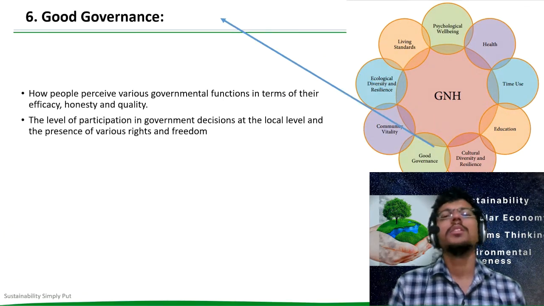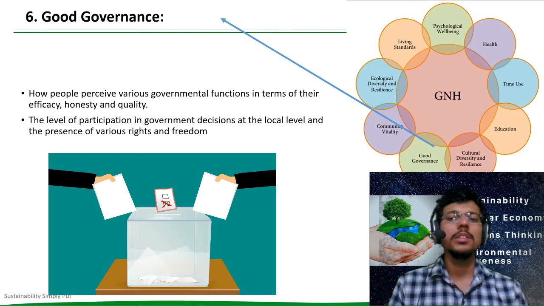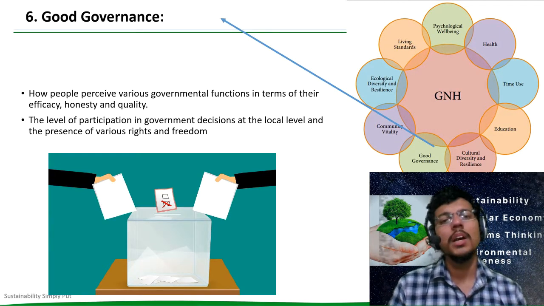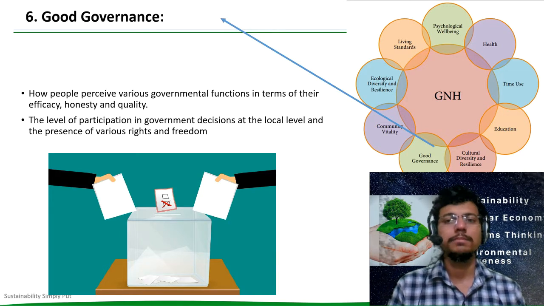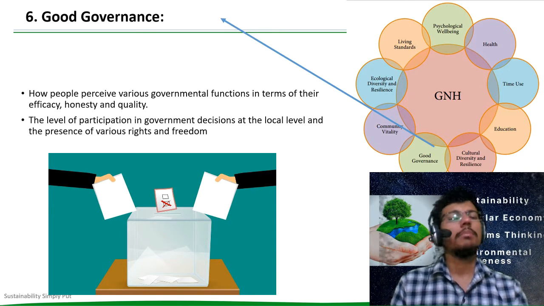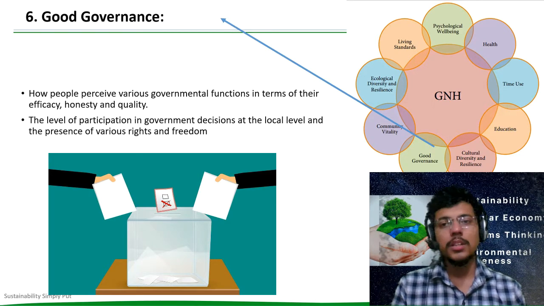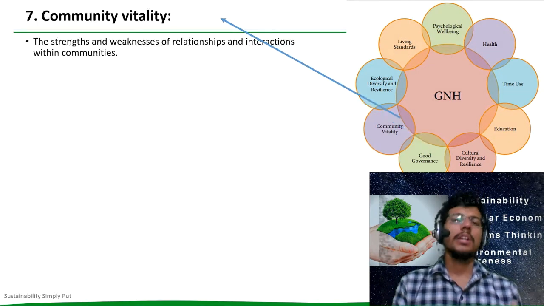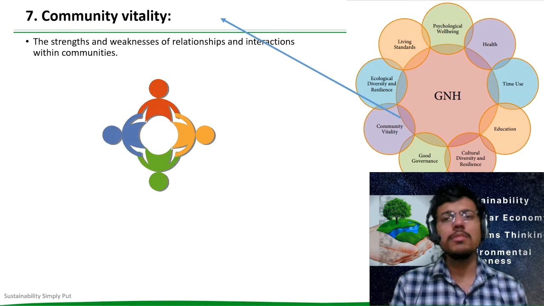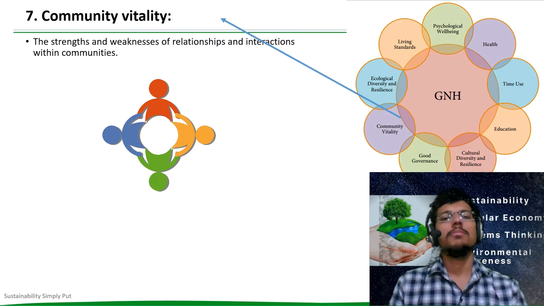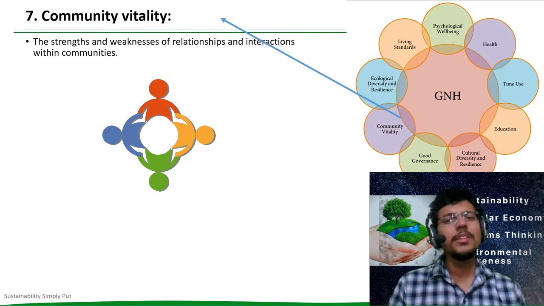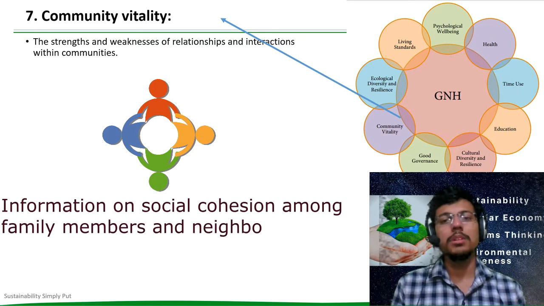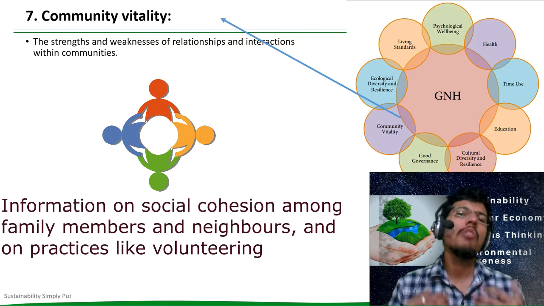Sixth is good governance. The domain of good governance evaluates how people perceive various governmental functions in terms of their efficacy, honesty, and quality. Indicators help to evaluate the level of participation in government decisions at the local level and the presence of various rights and freedoms. Seventh is community vitality. This domain attempts to focus on the strength and weakness of relationships and interaction within communities. This domain gathers information on social cohesion among family members and neighbors and practices like volunteering.